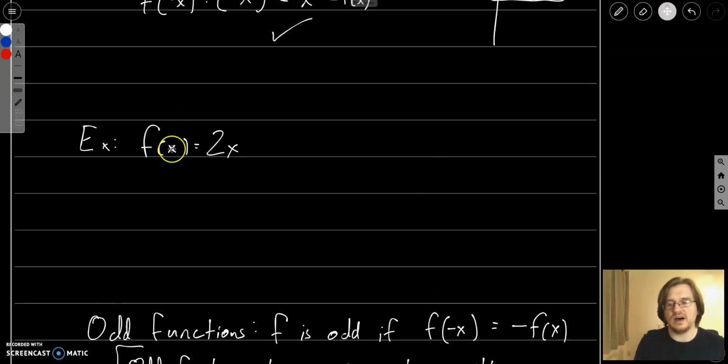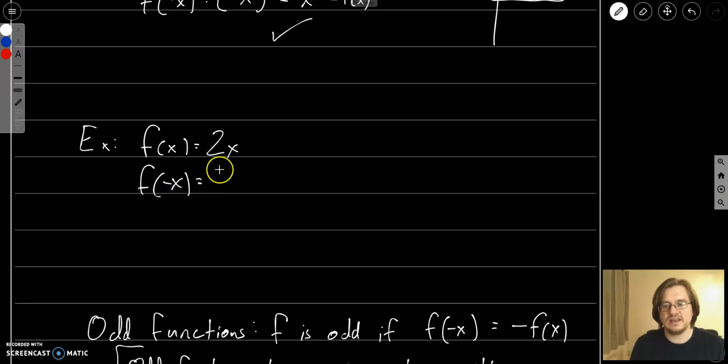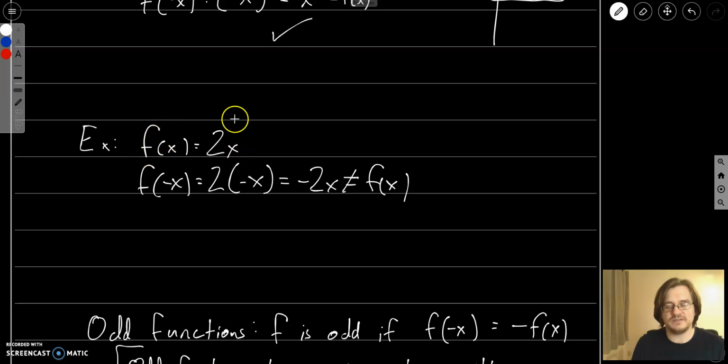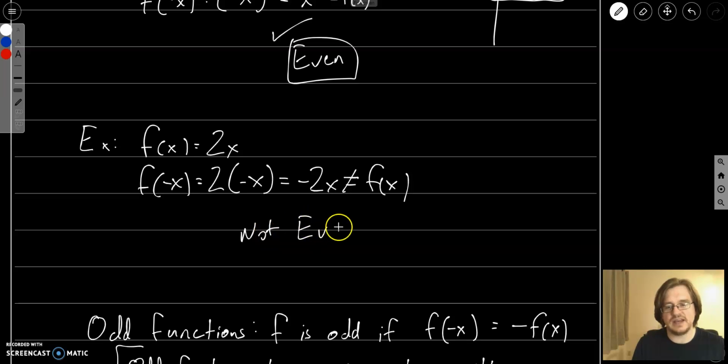Here's another graph. f of x is equal to 2x. So what we'll do to check to see if this is an even function, we'll plug in negative x, and what we'll get is 2 times negative x. And 2 times negative x will be the same thing as, if I pull out that negative sign, negative 2x. But these two things are not equal. This is not the same thing as f of x. This is positive 2x, this is negative 2x. They're not the same thing. So whereas before we had an even function, this is not an even function.